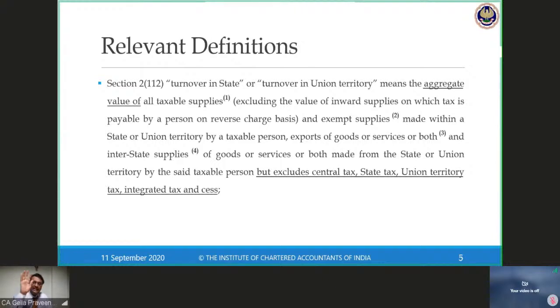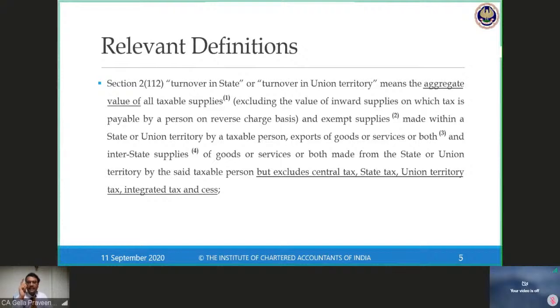Now, at this moment, even if you don't know, please don't worry. Wherever you go through, you will come back to this definition. I'll not read the entire language, I'll explain it this way. Whenever we come across this term called turnover, I have given numbering. This turnover in state is nothing but the turnover which is there in my financials. Now, this term says it means the aggregate value of taxable supply, aggregate value of exempt supply.